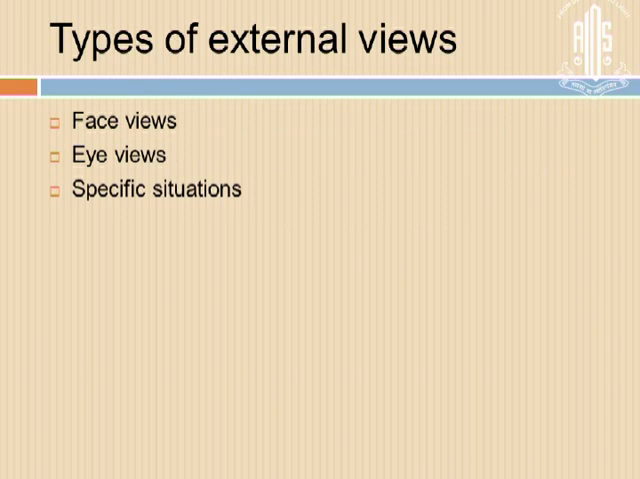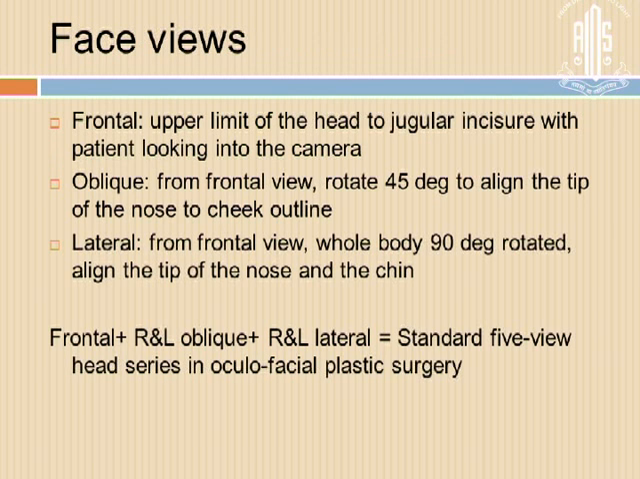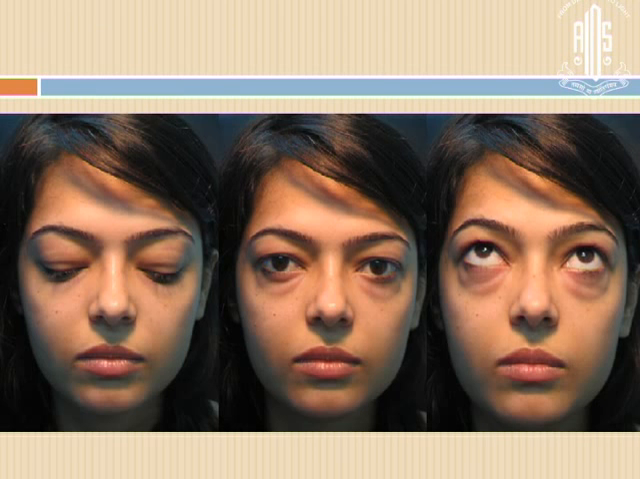Now in oculoplasty, you'll have certain views or certain standard ways in which you should take photographs. For the face views, you have the frontal, oblique and the lateral, and all these together are known as the standard 5 head series in oculofacial and plastic surgery. What you take in the frontal view is from the upper limit of your head to the jugular incisional view. So you take from the upper limit of the head to just below the neck. This is what a frontal photograph should look like.